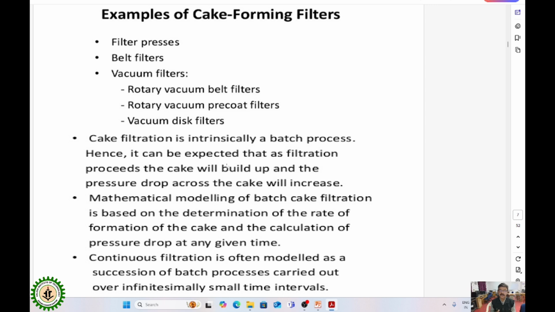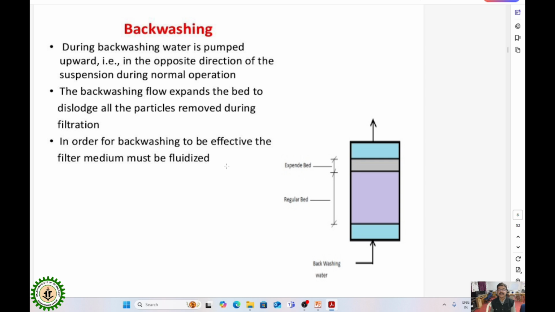But whereas the vacuum filters can be utilized in a continuous process, because continuously or simultaneously filtration, washing, and ejection of the deposited cake, these three steps are periodically executed in a single cycle. So that's why the vacuum filters can be successfully used in a continuous process.